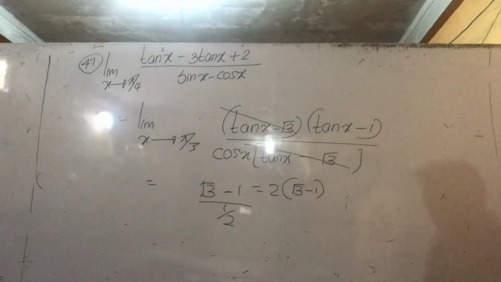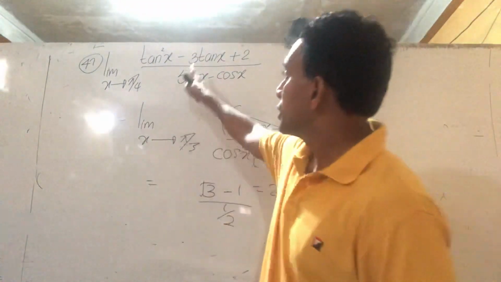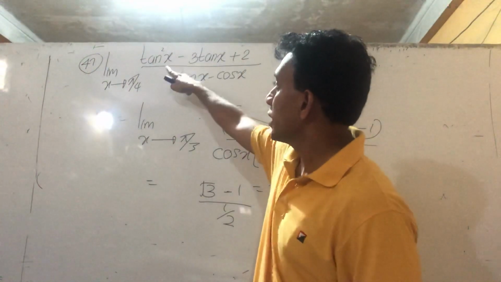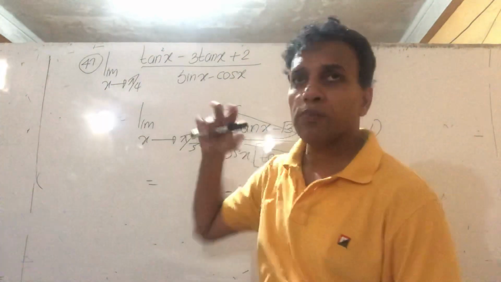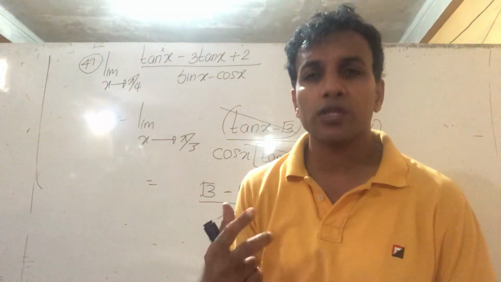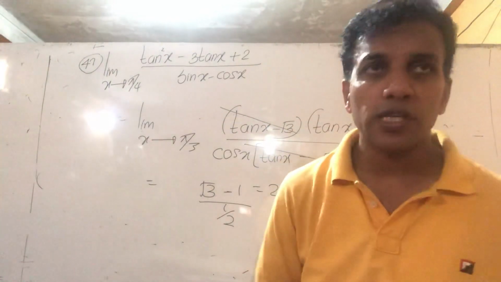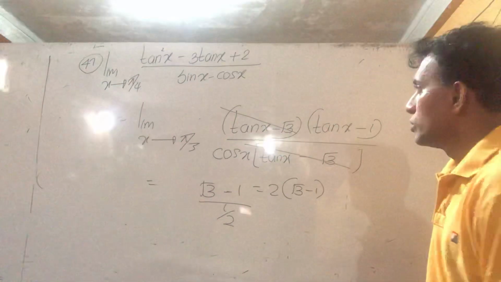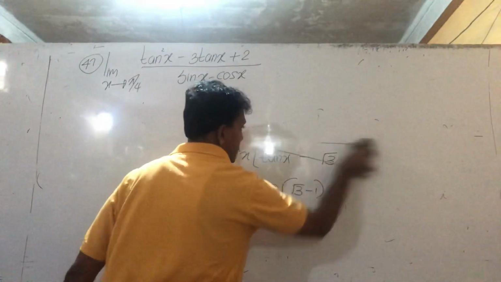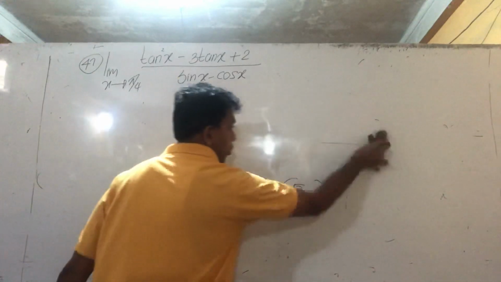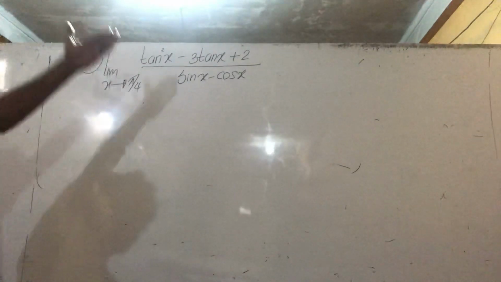If you straightly apply pi by 4, tan pi by 4 is 1, so 1 minus 3 plus 2 is 0. You know sin pi by 4 and cos pi by 4 are the same, therefore below is also 0. 0 over 0, a meaningless pattern. So we use a different pattern. Can you factorize the numerator? See, O-level quadratic factorization. You can factorize that numerator.